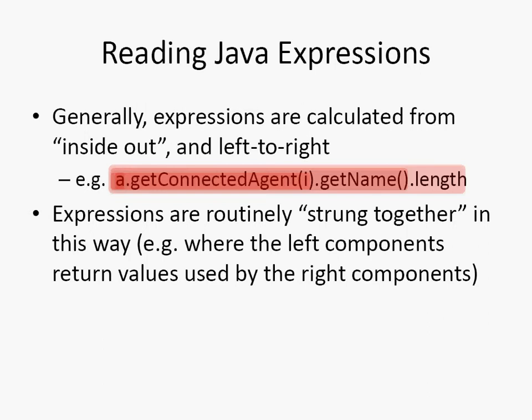So the name of the third person I'm connected to is John. And then what's the length of that? Oh, 4: J-O-H-N. Okay, so that's a big expression, and it looks fearsome, but just read it piece by piece. Don't get distracted by how long it is. This by itself is a reference to some particular agent. You ask that agent who their connected agent number 2 is, the third connected agent, and then you get the name of that person. They're routinely strung together in this way.